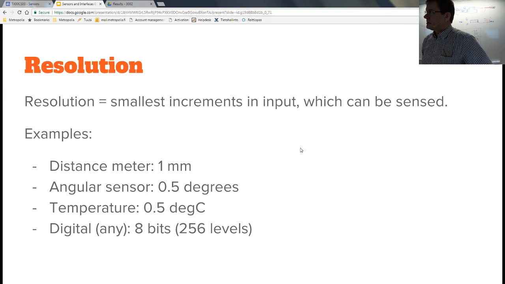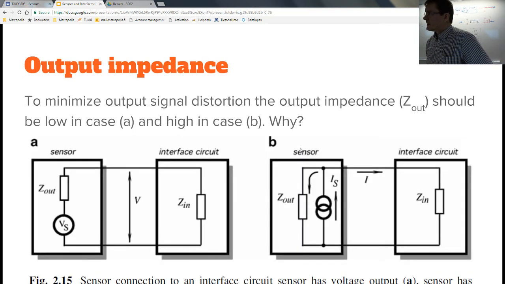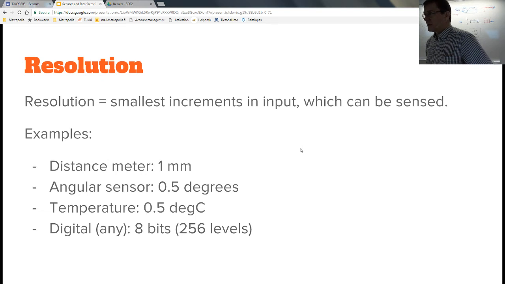Okay, resolution again. Smallest increment in input which can be sensed. Basically resolution is usually given for the digital sensors, not analog, since in analog you have this accuracy and precision. Accuracy you can actually improve with averaging or filtering, and precision you can do calibration. But the resolution is what it is. You cannot improve it. It's just resolution.